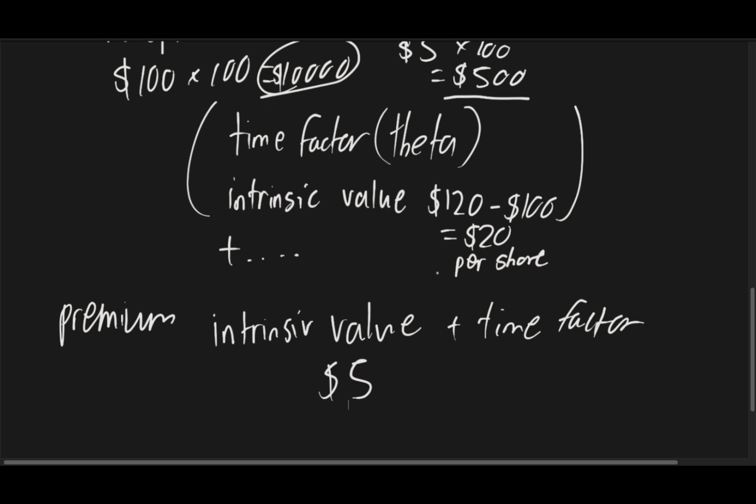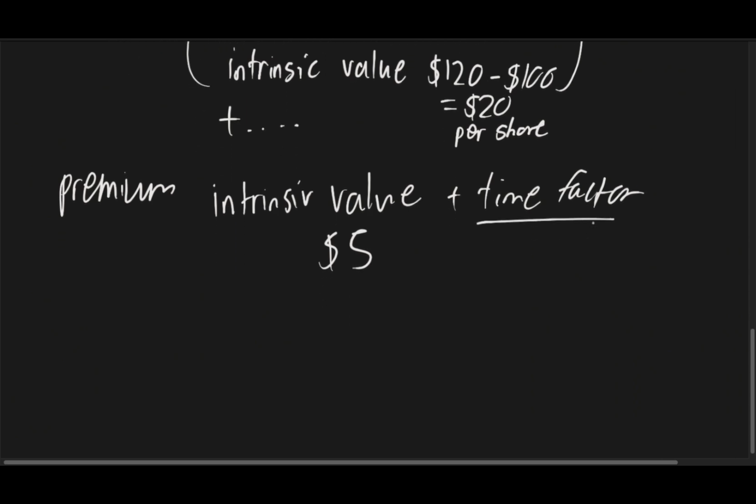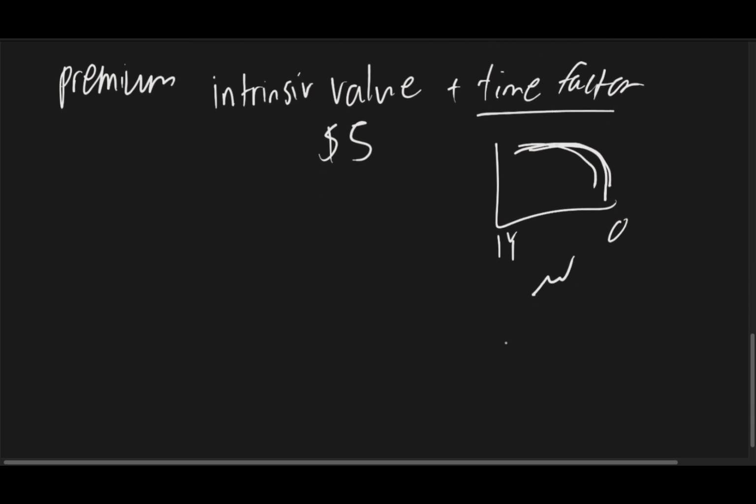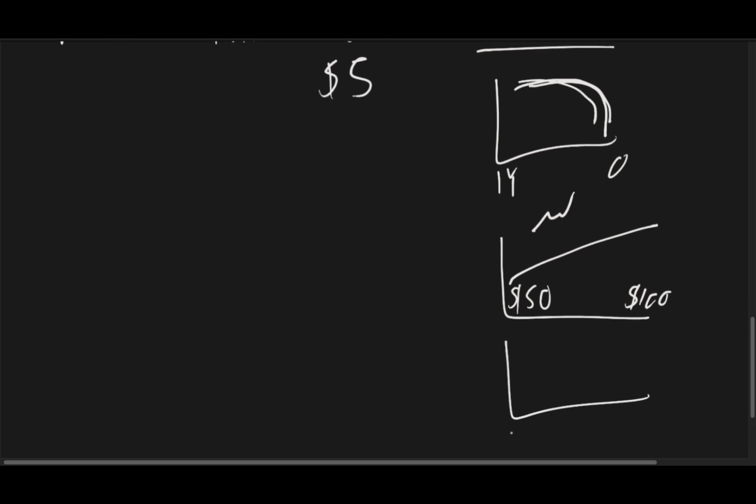I'll explain intrinsic value, because the time factor is complicated. You can think of an option as the closer it is to expiry, let's say this is 1 year to expiry and this is 0 days, the time factor inside an option becomes less because you have less time to move the stock. Over 1 year, the price can go from $50 to $100, let's say. But if you have like 5 days, then the stock can barely move, because that's the way volatility works.